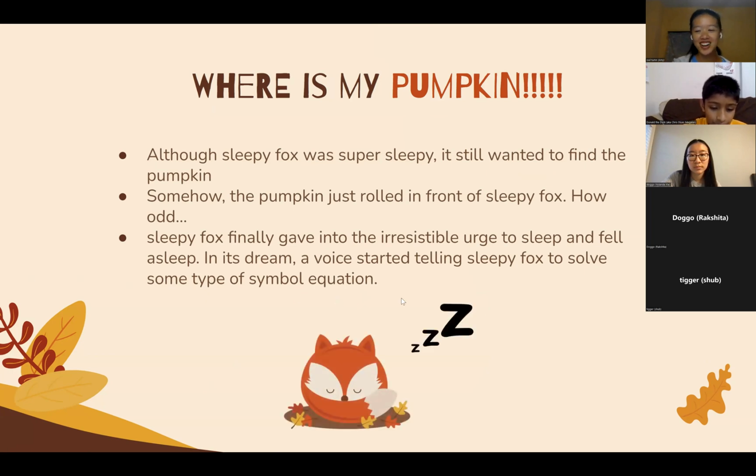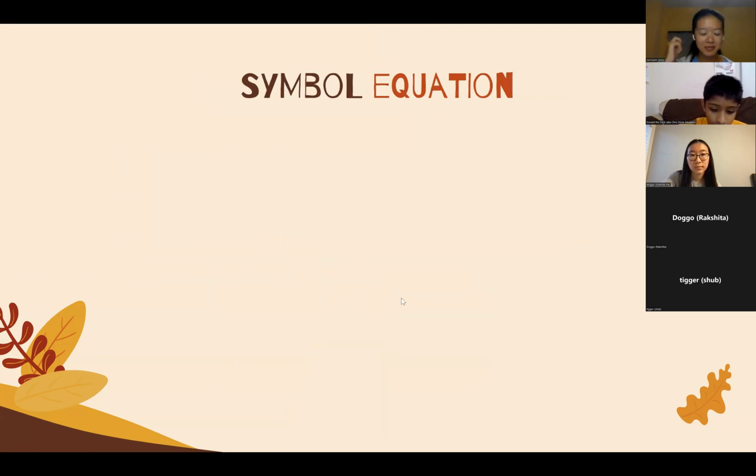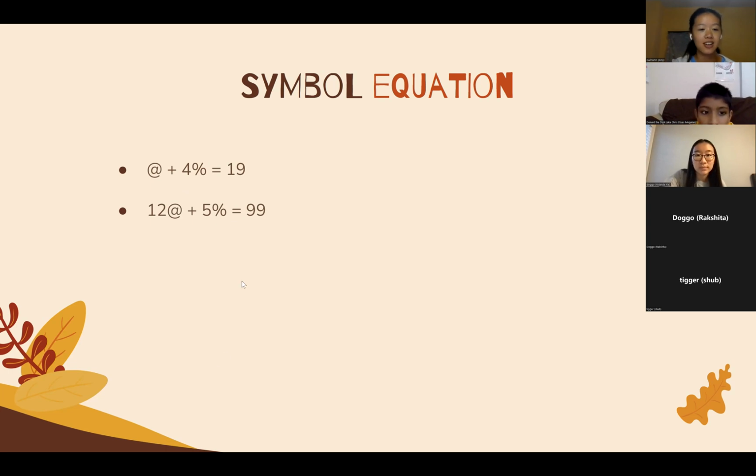So this is what Sleepy Fox saw in a dream. @ plus 4 times % equals 19. And then 12 times @ plus 5 times % equals 99. And then A # B equals 4A minus B. So what's @ # %?